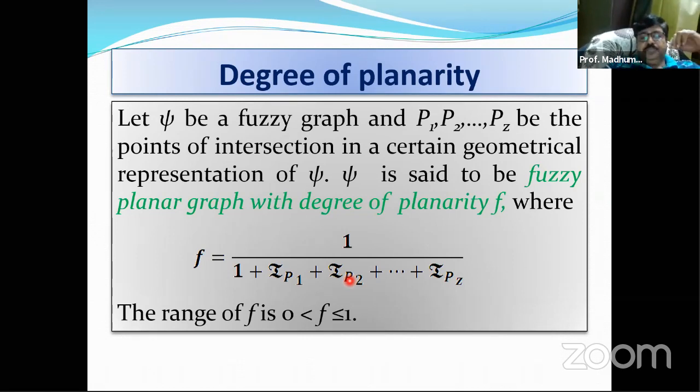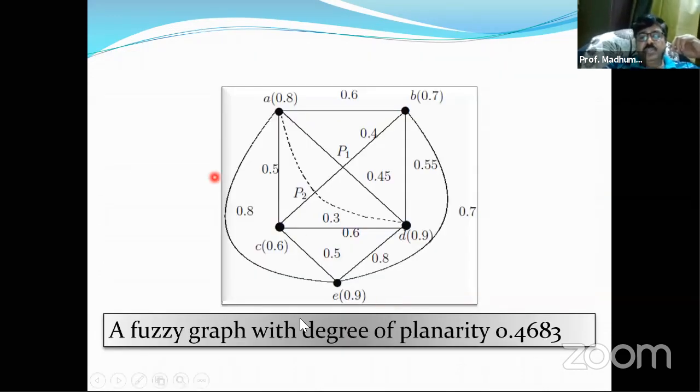So for this reason, if F equals exactly 1, then that particular fuzzy graph is a conventional planar graph. And if it is less than 1, then we say that this particular graph is a fuzzy planar graph with degree of planarity F. So this is an example. See that here P1 is a point of intersection between these two edges, and here P2 is another point of intersection between the edges. We can calculate IP1 and IP2, and then finally we can calculate the degree of planarity. After calculation, we obtain the degree of planarity of this graph equal to 0.4683.